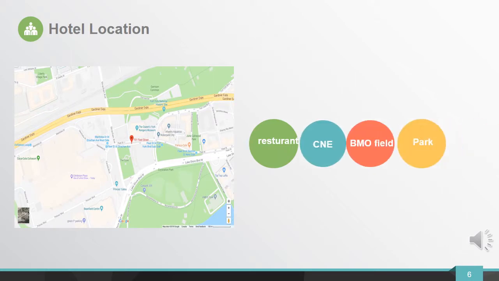The hotel location is good for tourists. Many restaurants can be found around the hotel. It is also close to CNE, BMO Field, and many parks. Guests can also have a nice view of Lake Shore from their guest rooms.